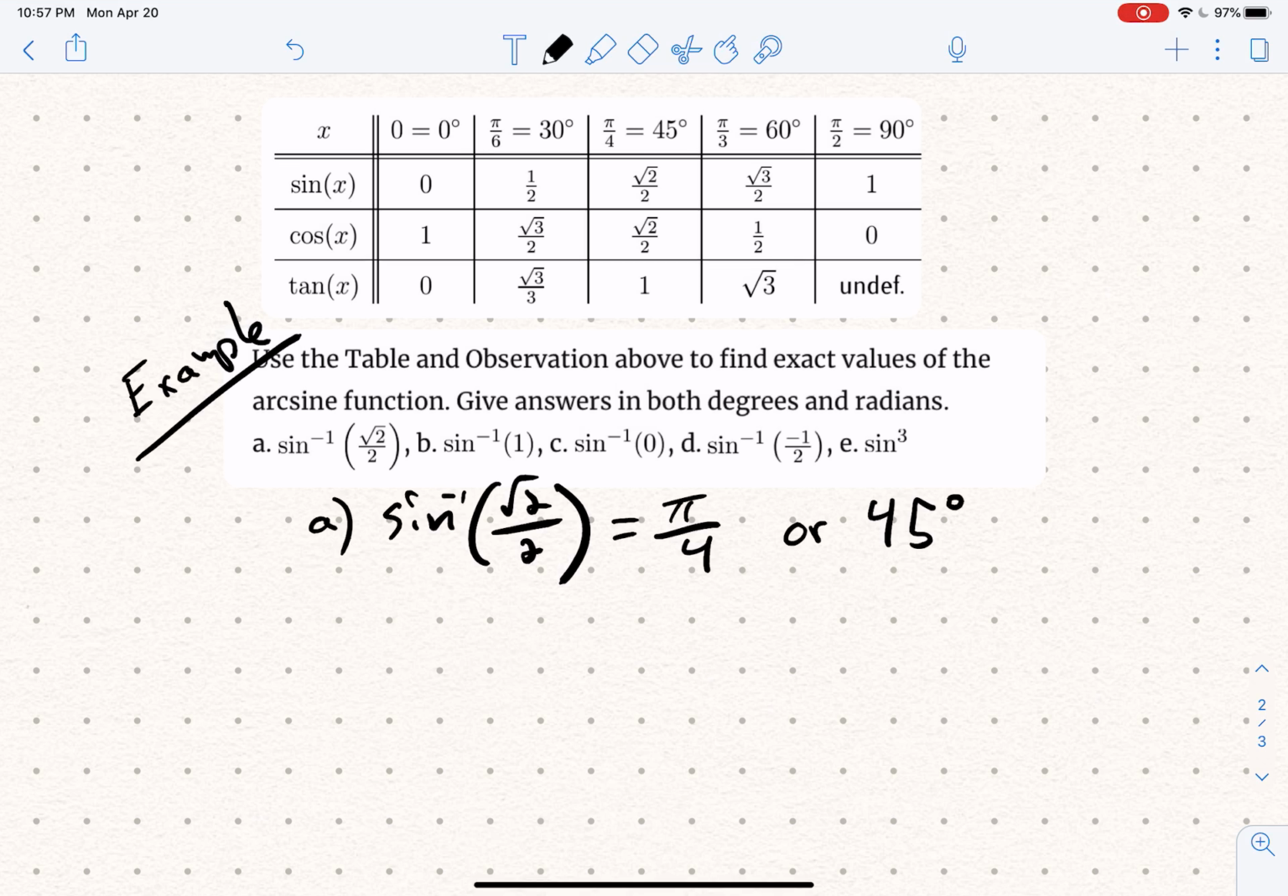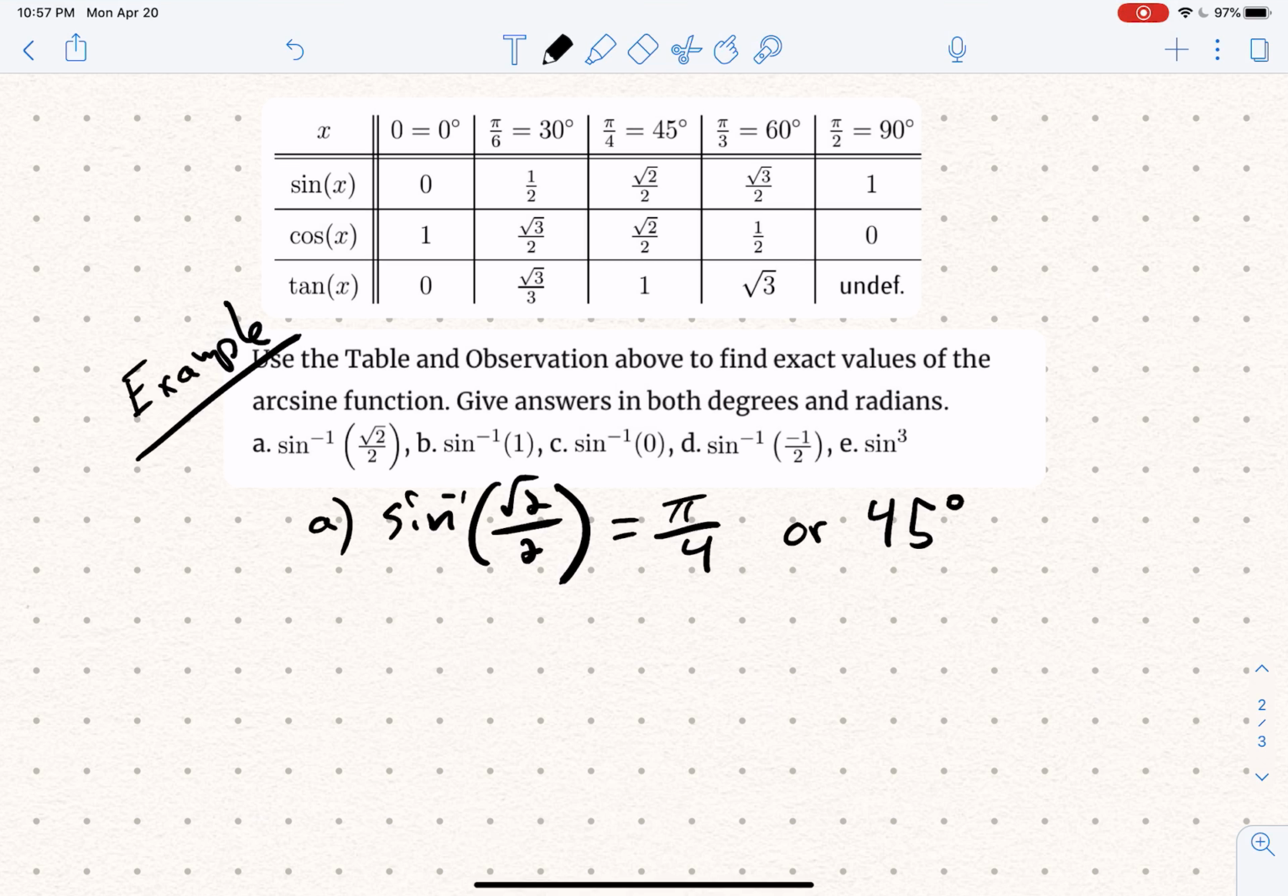Go ahead, pause the video, and try to work out B, C, D, and E. I notice there's a typo in part E. Let's just go ahead and fix that. Part E is supposed to say, what is the inverse sine of the number 3? That's what that's intended to say. Okay, so go ahead and give those a try, and then come on back.